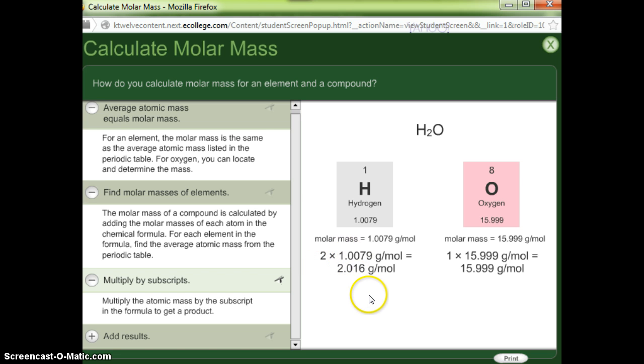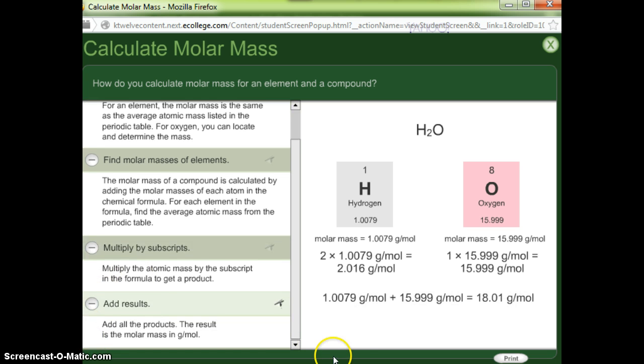So 2 times 1.0079 grams per mole is going to give me 2.016 grams per mole. There's only 1 oxygen, so I keep it as 15.999 grams per mole. And I add my results for my final answer of 18.01 grams per mole. And as you see, they rounded to hundredths. For my class, I suggest just always rounding to hundredths. It just makes things easier.